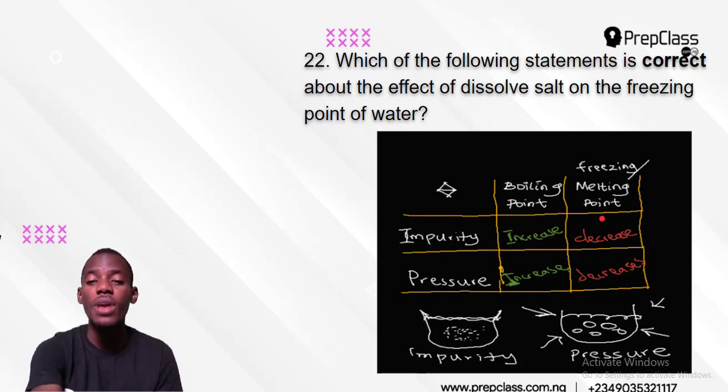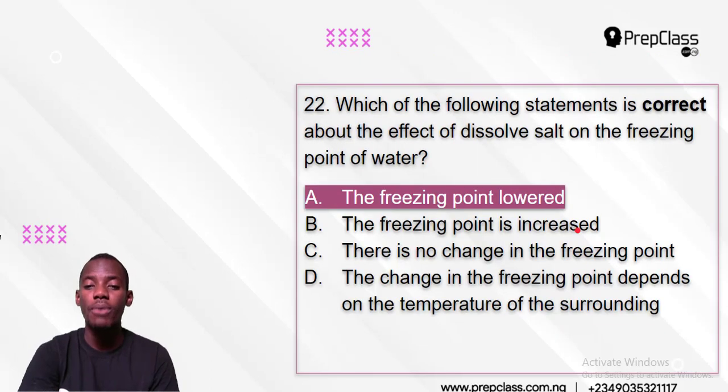So the implication of impurity is that it lowers the melting point, and that is the answer. The freezing point or the melting point will be lower. It lowers the freezing point, and that is the answer to the question. It lowers the freezing point, which means it makes it difficult to freeze.